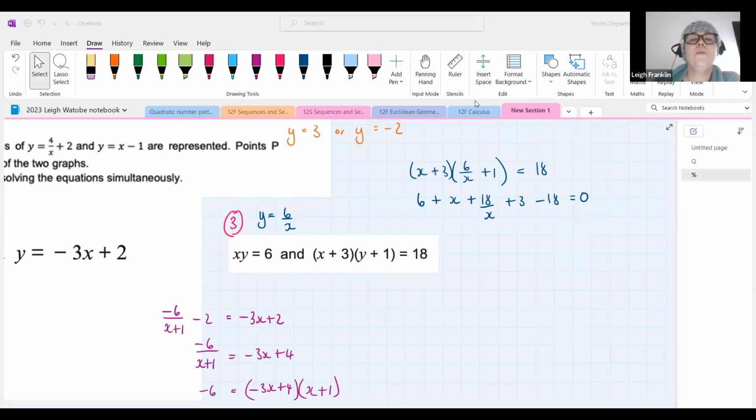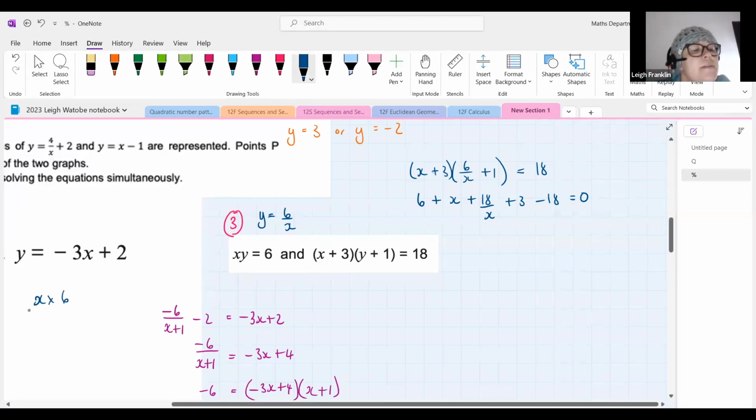Okay, so Masana, what must I repeat? I've done FOIL. So first, outer, inner, last. First, x times 6 over x is 6. x times 1 is x. 3 times 6 over x is 18 over x. 3 times 1 is 3. And I've transposed the 18, and I've made it equal to 0. Yeah, so when I multiply x with 6 over x, the x's would cancel and you'd just be left with 6. Okay, so that's why it's just 6.